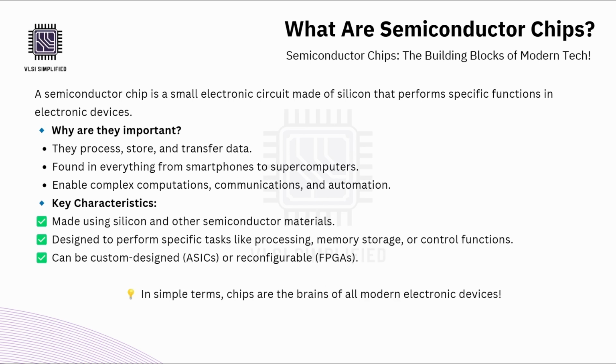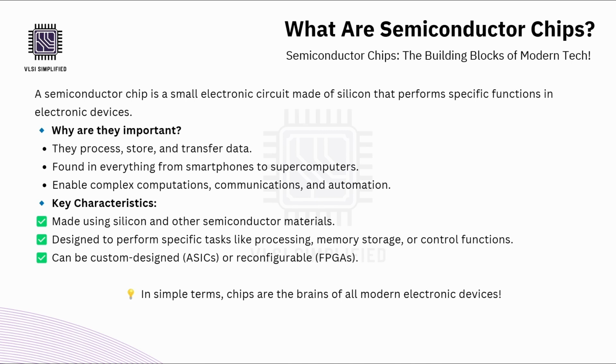Alright, now that we know how important semiconductor chips are, let's take a step back and really understand what they are. Think of a semiconductor chip as the brain of an electronic device. Just like our brain which processes information, makes decisions and stores memory, chips do the same. They process, store and transfer data, making sure everything works smoothly, from sending a text message to running complex AI algorithms.